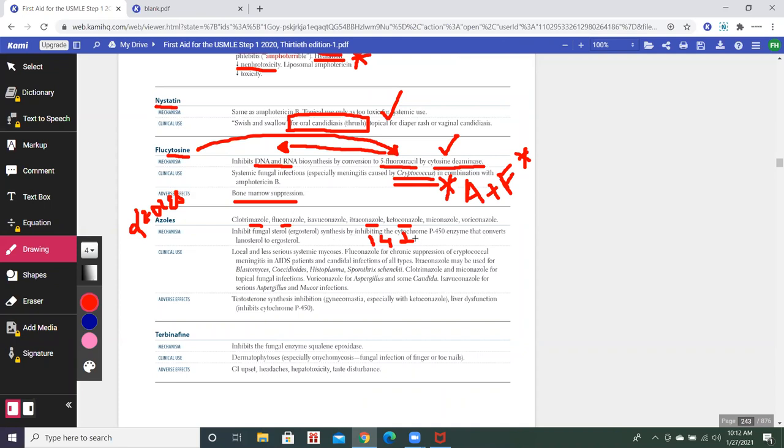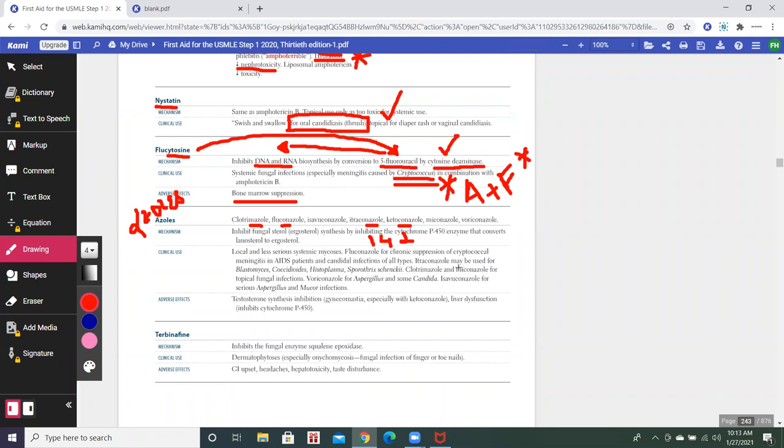Now, next one. Clinical use: it's used for local and less serious systemic mycosis. Fluconazole is used for chronic suppression of cryptococcal meningitis in AIDS patients and Candida infections of all types. Okay, itraconazole may be used for blastomycosis.